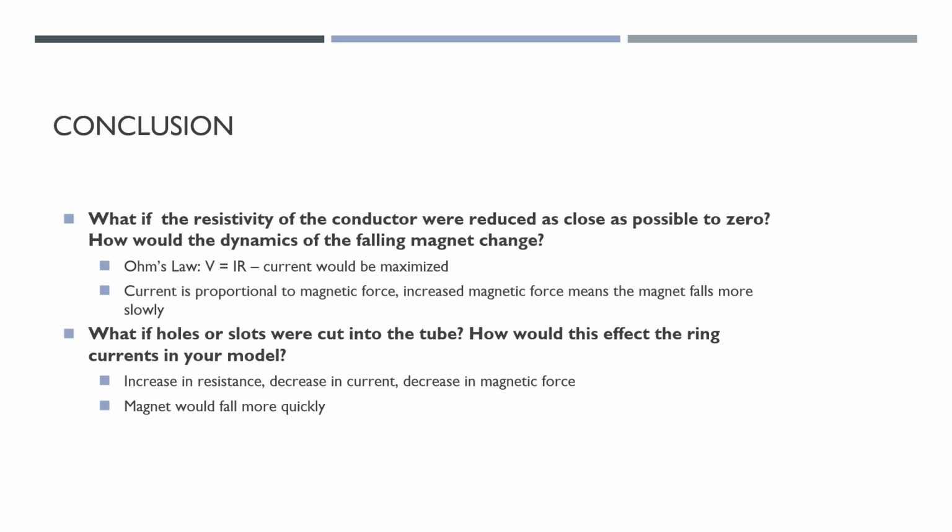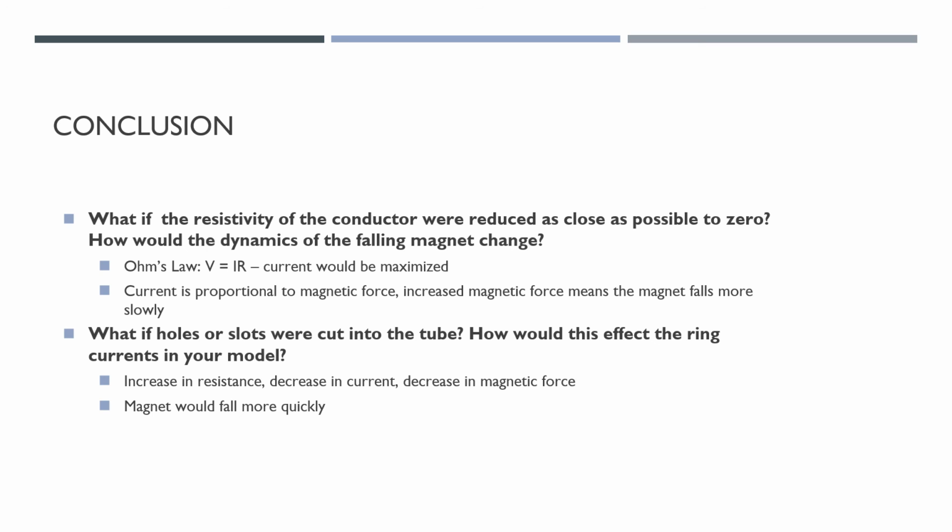Conclusion. What if the resistivity of the conductor were reduced to as close as possible to zero? How would the dynamics of the falling magnet change? Ohm's law, potential difference equals current times resistance, tells us that the current would be maximized. That means that since current is proportional to magnetic force, increased magnetic force means the magnet falls more slowly.